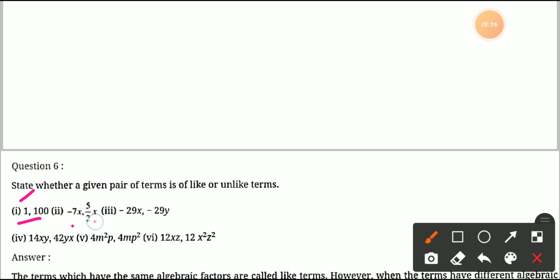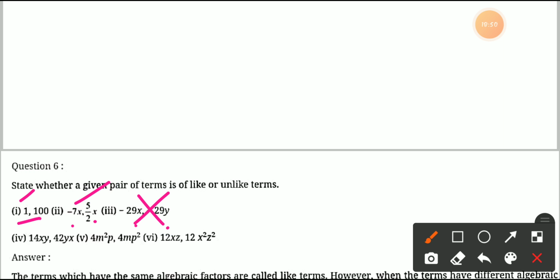Here we have x and here we have x. They both contain the same variable with the same exponent. x does not contain any number, so there is 1. So this is also like. And here in the third part the first one is x and the second one is y. So they do not contain the same variable. One is x and another one is y. So it is unlike.